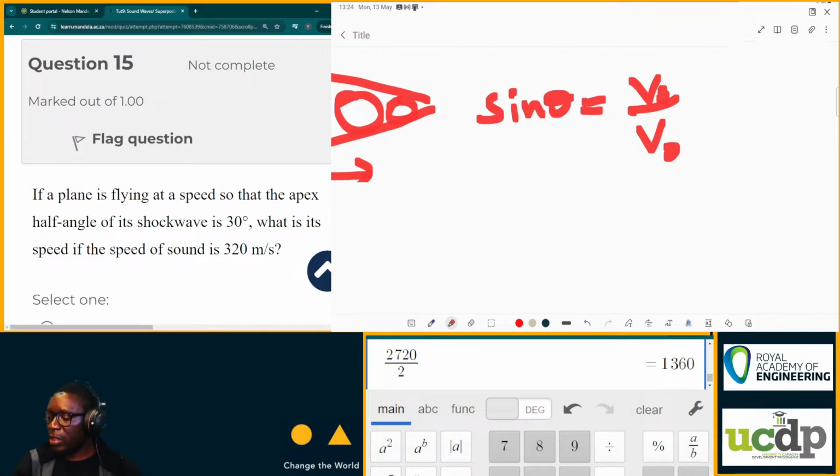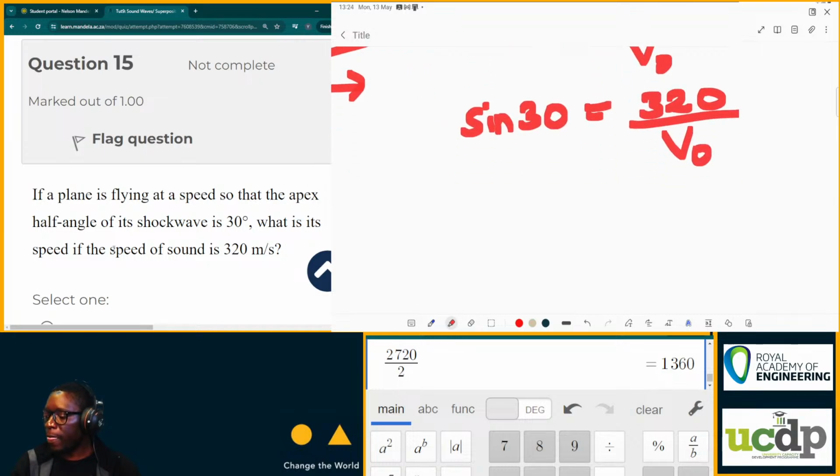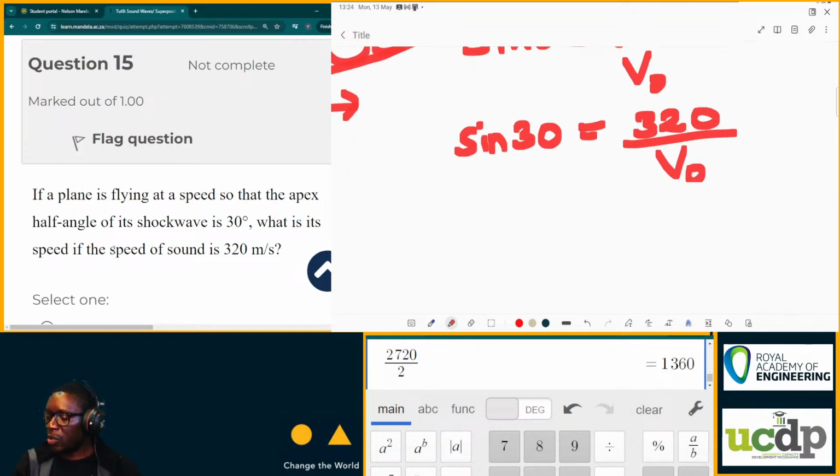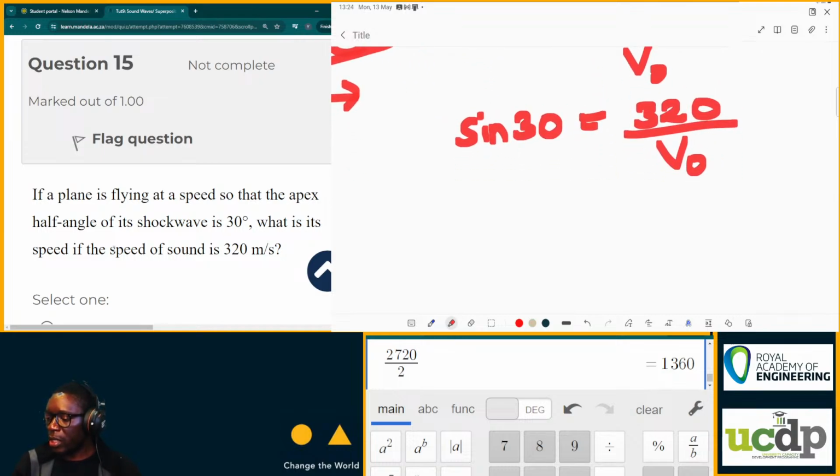So we have sine 30 is equal to the speed of sound Vs, which we are given as 320, over V object. And we know sine 30 is 1/2. So we've got 1 over 2 equals 320 over V naught.